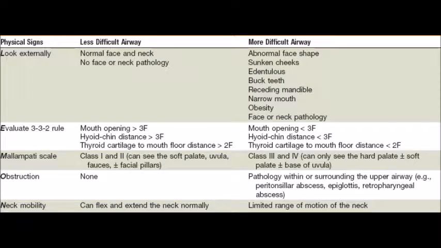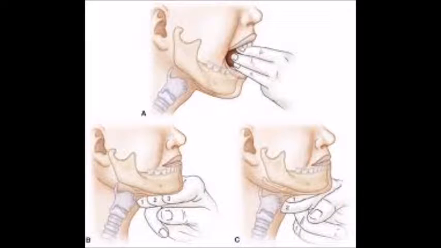The second part of the LEMON mnemonic is to evaluate the 3-3-2 rule. First part of this is to assess how many fingers you can fit between the front incisors. 3 fingers is a normal anatomical space. If you can fit 3 fingers in, there's a chance that you'll also be able to fit a laryngoscope or an ET tube. Secondly, measure the distance from the hyoid cartilage to the mentum, or the hyomental distance.